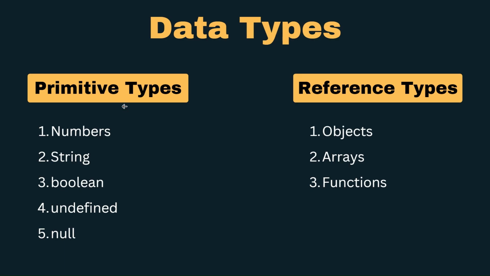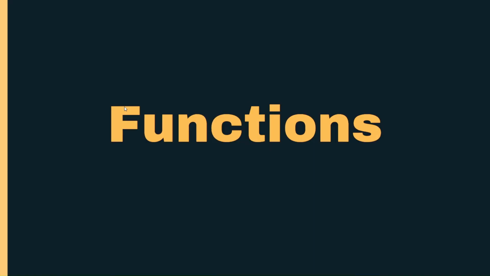That's it for the data types and variables. In JavaScript, we have seen we have 2 different data types, the primitive and the reference types. Then in the primitive types, we have seen we have the numbers, string, boolean, undefined, and the null. But in the reference types, we have seen we have the objects and we have the arrays. In the next lecture, we are going to talk about functions.